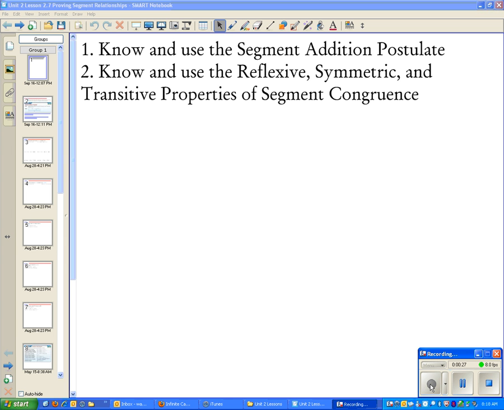All right, we're going to know and use the segment addition postulate. Good news is you already know it, and you've already used it. We're going to know and use the reflexive, symmetric, and transitive properties of segment congruence, which you've already used when you solve equations. You've just used those properties as properties of equality. Now we're going to use them as properties of congruence.